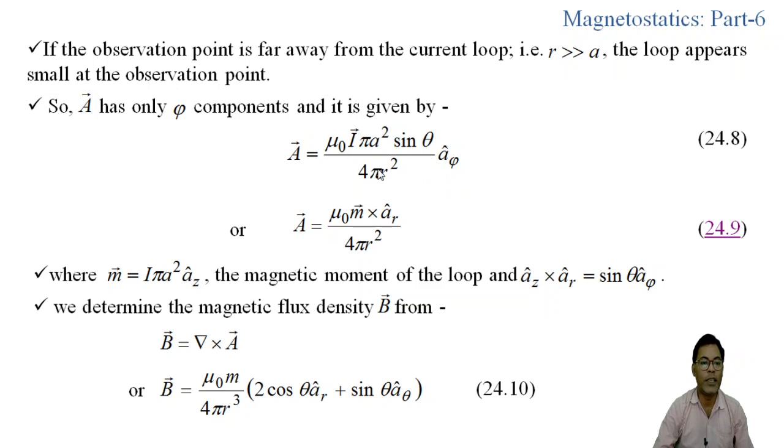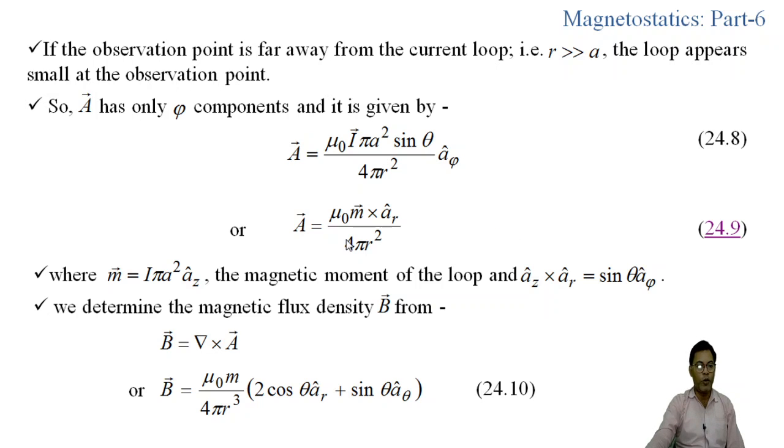Now you see that here I pi a square is I into the area, which we have seen earlier. So this can be written in the form of the magnetic dipole moment. So A equals mu naught m cross a r by 4 pi r square. How are we getting this? m equals I pi a square in the direction of a z, the magnetic moment of the loop, and a z cross a r equals sin theta a phi.